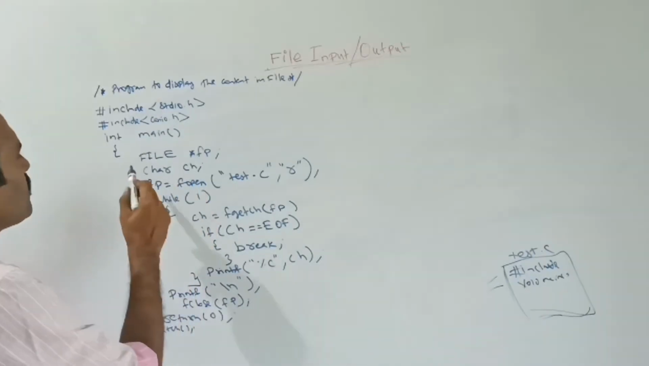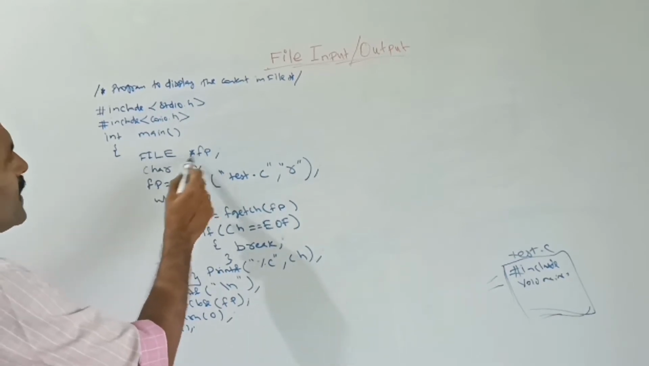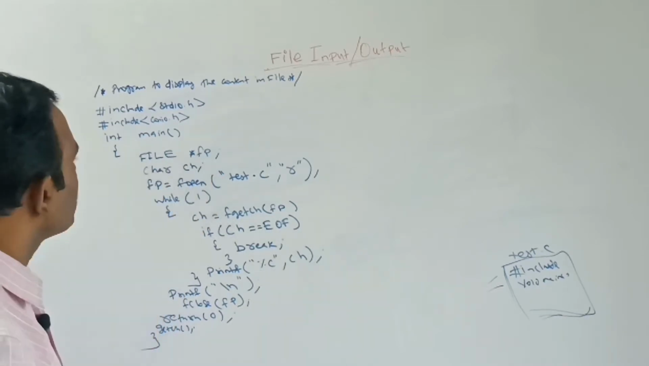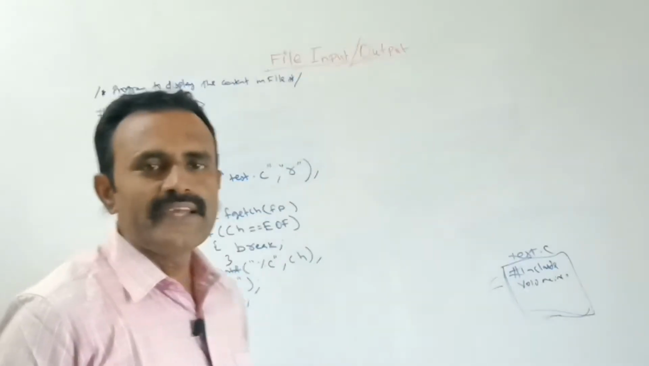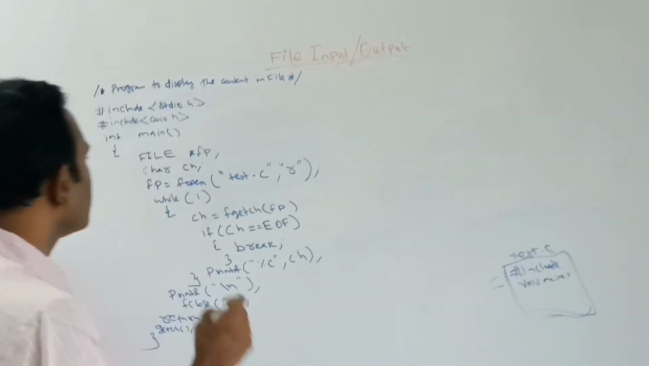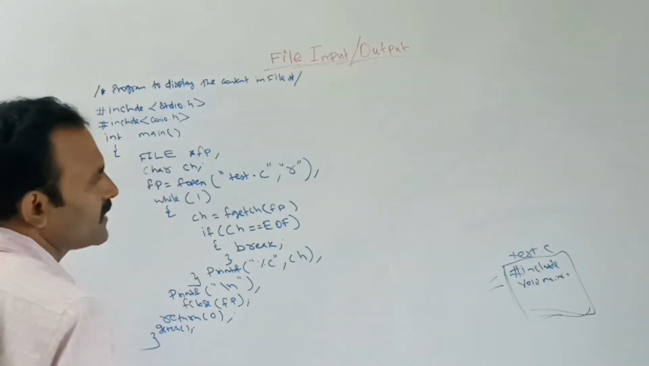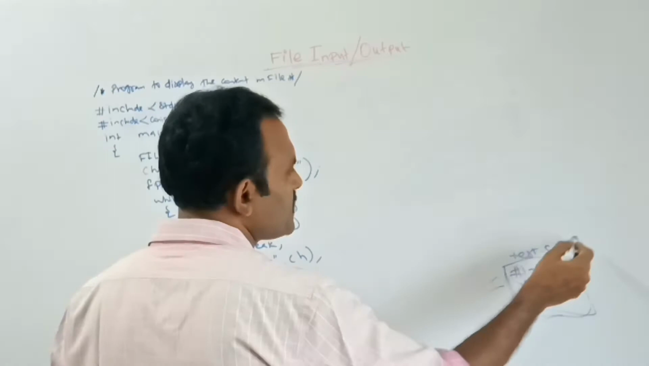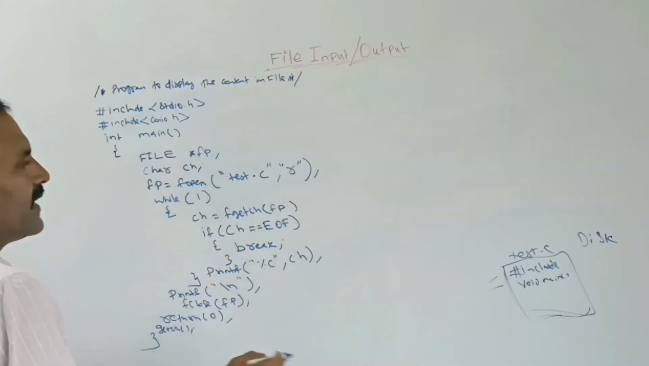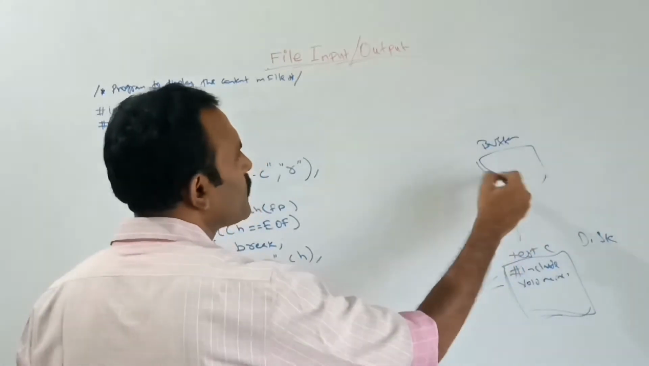Next, before that, the file is a structure. For this I am creating the pointer variable, that is a pointer structure variable, star fp. By using this we can store the file, open the file, write the file, everything we can do. So for the file I created the structure variable fp. Very first, let us assume this is in the disk. When you are opening this file, this content will be loaded to the buffer.